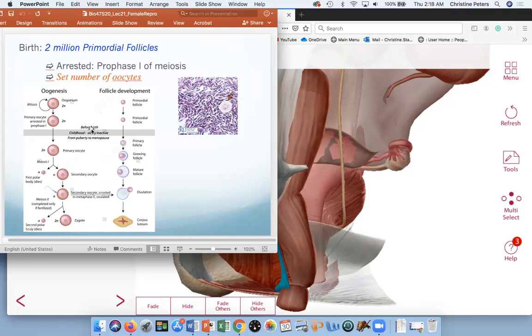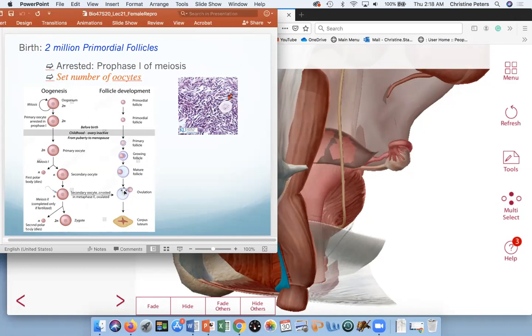And then here it says before birth, childhood ovaries are inactive. And then from puberty to menopause, this is where we're going to start to see this development. So we're going to see these primordial follicles develop into primary follicles and then growing follicles and eventually mature follicles that can ovulate.